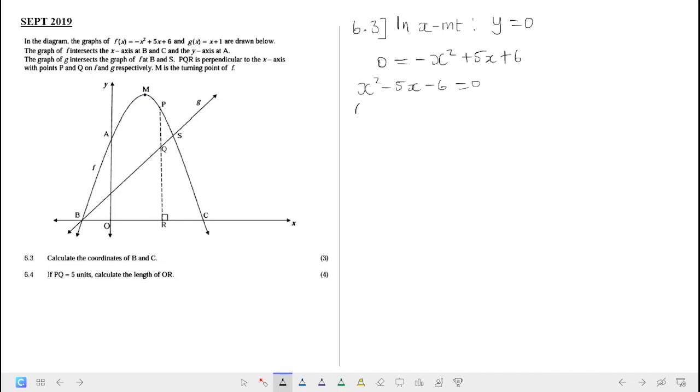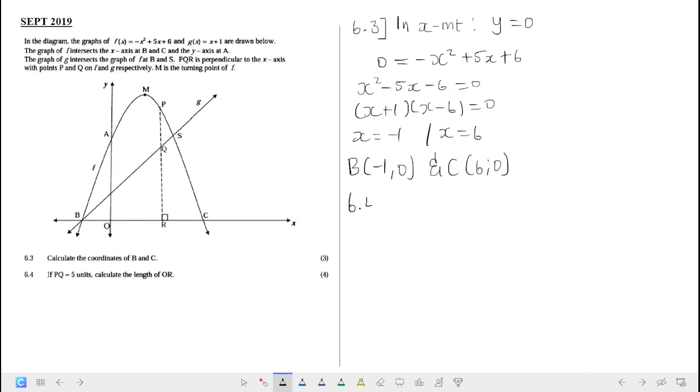And then when I factorize here, I'm going to get (x + 1)(x - 6), a minus and a plus. So this gives me x = -1 or x = 6. Now, as you can see in the diagram, B is in the negative and C is on the positive x-axis. So that means the coordinate of B is (-1, 0) and the coordinate of C is (6, 0). Now let's go ahead and look into 6.4.